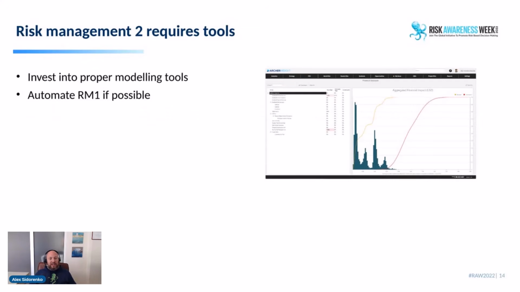And the second last message: risk management two requires tools. You really want to automate risk management one if possible, and this is a screenshot from Archer Insight that allows you to turn any risk register into a quantitative risk register and quantify it very simply. And you also want to invest in proper modeling tools.